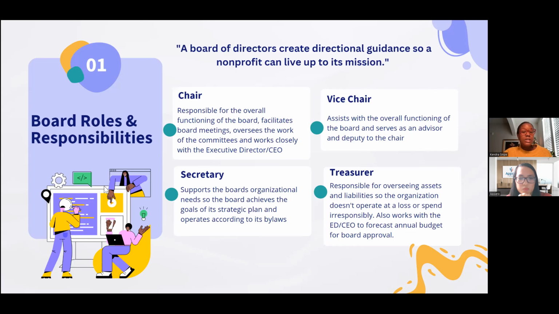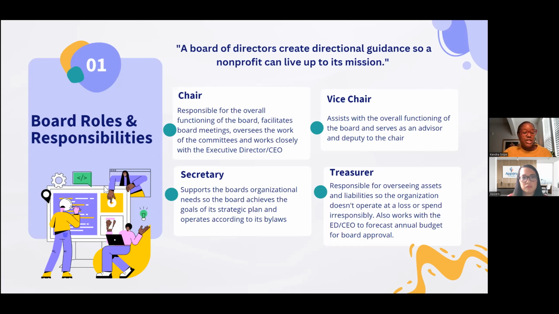So the chair is responsible for the functioning of the board, making sure that you're facilitating the meetings, overseeing the work of the committees, and you work very, very closely with the executive director or the CEO of the nonprofit.